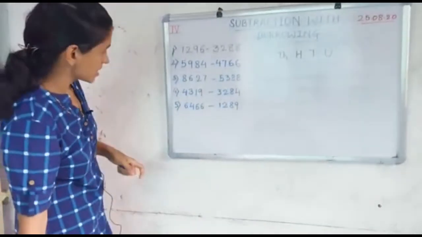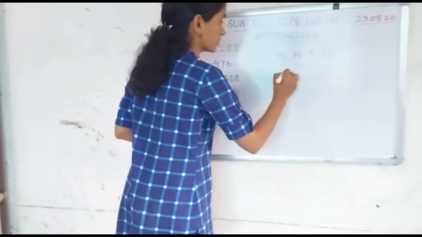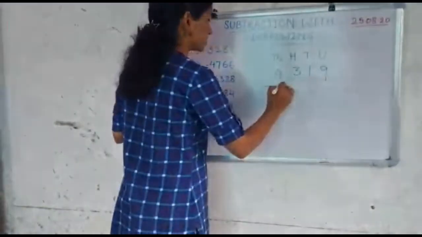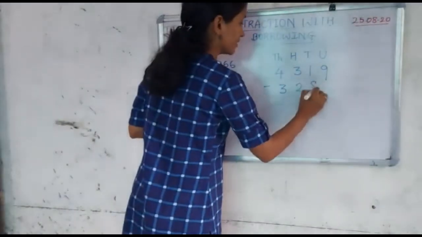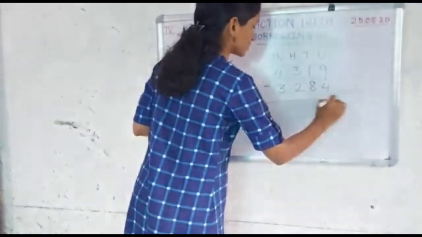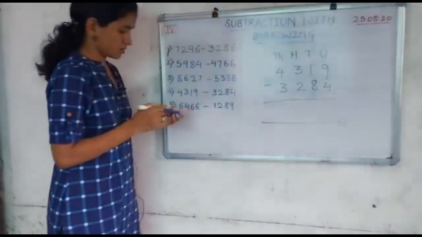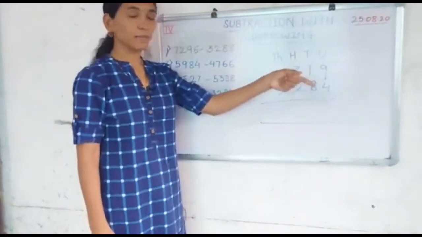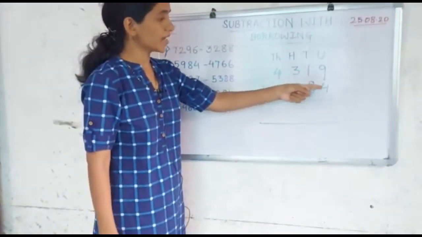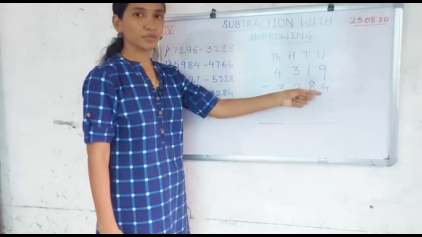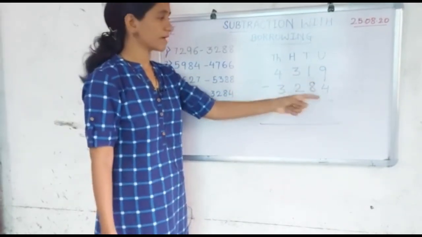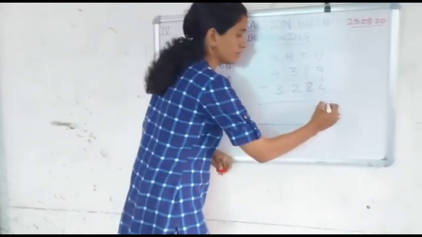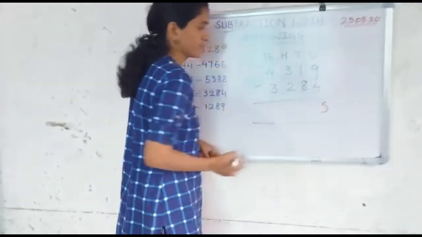4,319 minus 3,284. Now here you can see the numbers at the units place, 9 and 4. 9 is bigger than 4. So here you can easily subtract 4 from 9. Subtract 4 from 9, the answer will be 5.